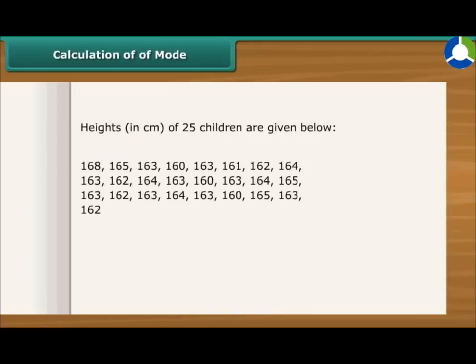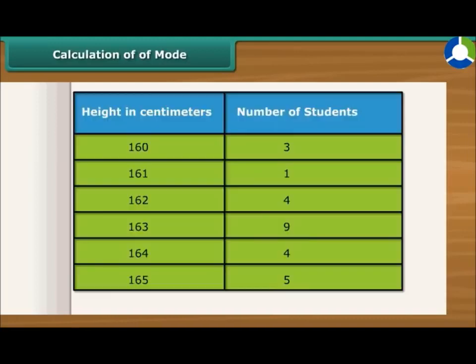Look at this data. It shows the height of 25 children in a class. Let us find out the mode of their heights. It's quite easy. First, put the numbers in order and put it in a tabular form. Then count how many of each number. See, 163 appears 9 times, so the mode of the children's height is 163.